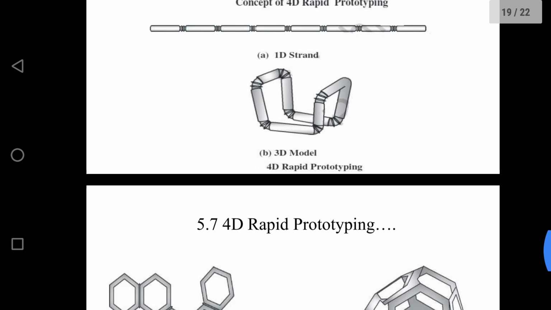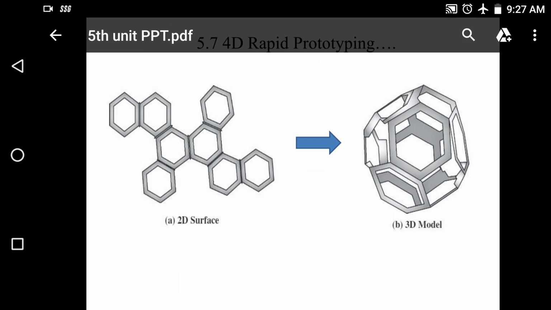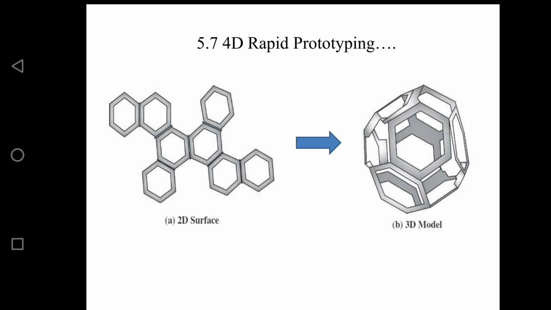Well, we have one more example also. You can see here we have a two-dimensional surface, and it is also made up of multi-material feature materials. When it comes in contact with the water, it is going to convert itself into a three-dimensional model as shown in the figure.